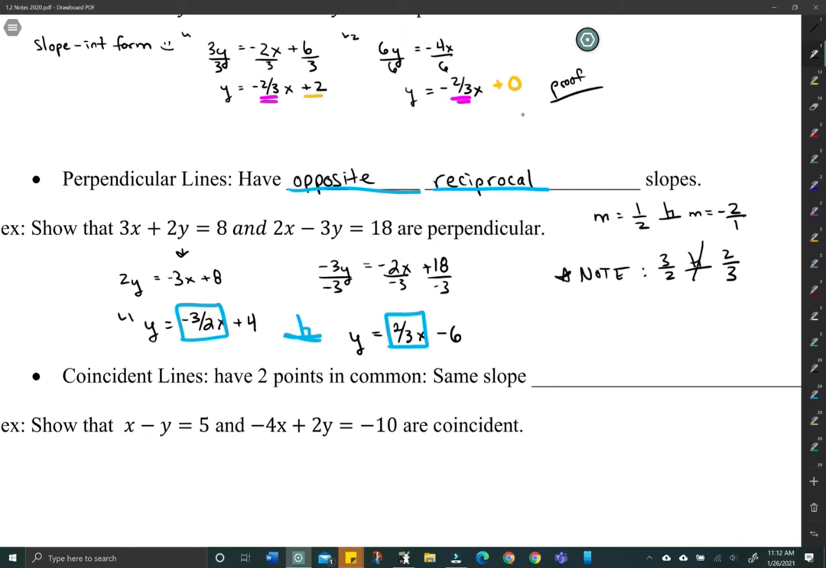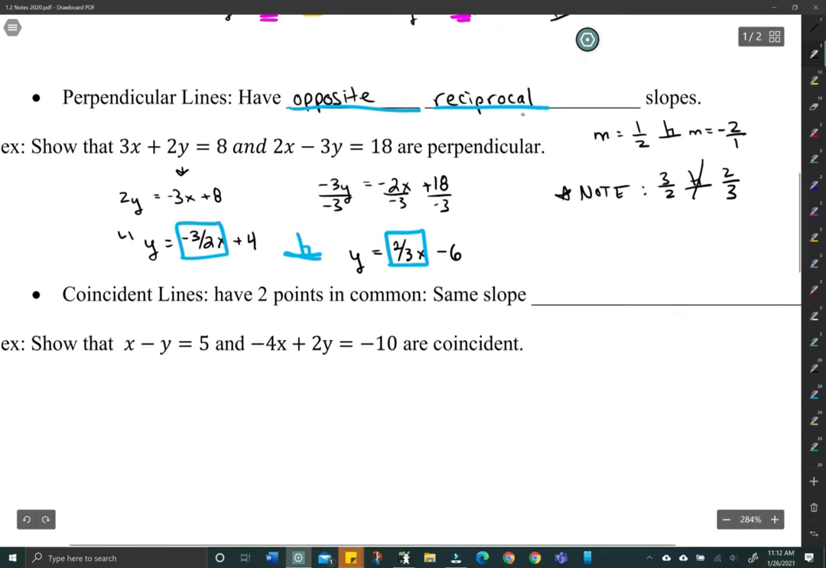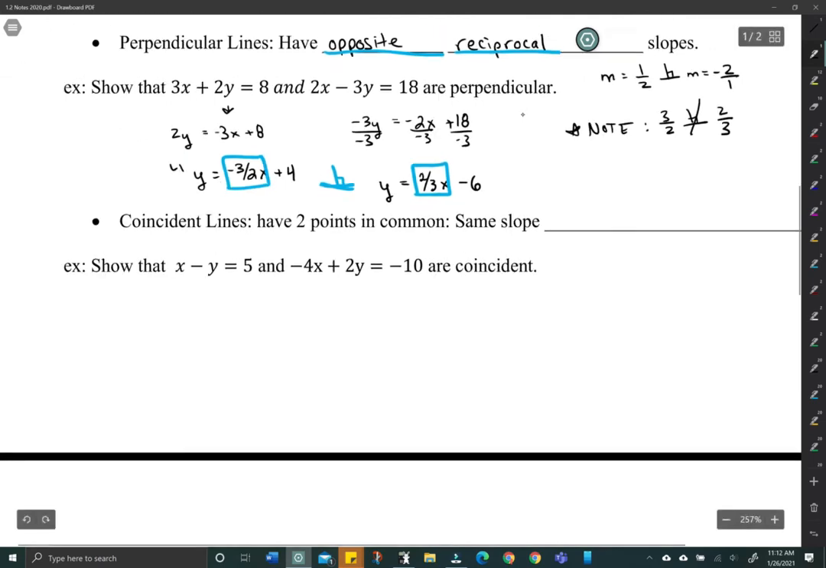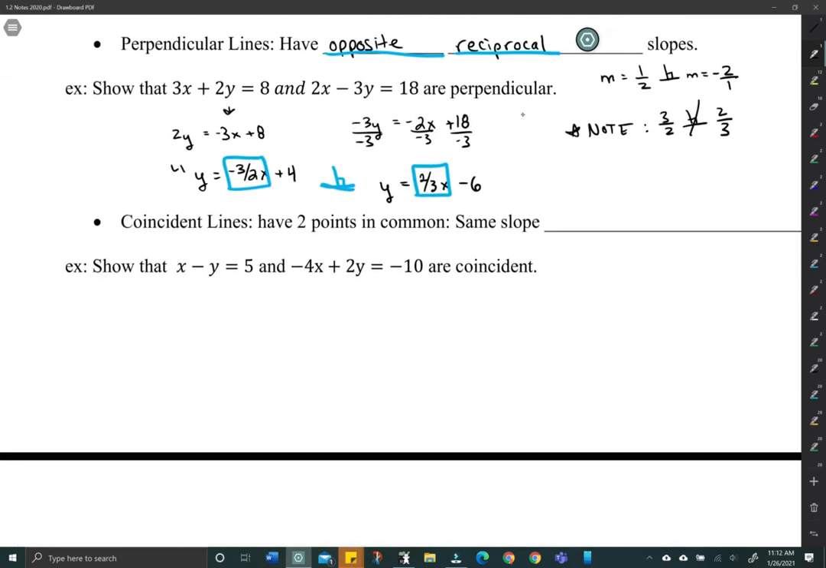Coincident lines have 2 points in common. They have the same slope and the same y-intercept. Basically, they're the same line. So coincident means they're equal or the same. And usually what you'll notice is if we look at these two equations, line 1 and line 2, notice how line 2 is all factors of the first one, so they're pretty similar.